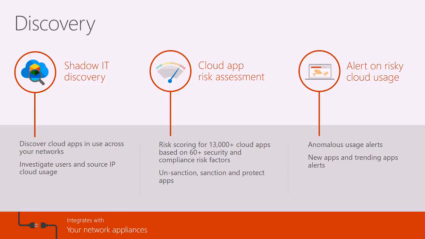You know, if I mentioned that Derek is one of my users in my environment, what if all of a sudden he starts to download 5 gig of data? That's an anomaly that's going on. He's downloading something he probably shouldn't be downloading. We see new apps and trending apps alerts. You know, if users all of a sudden start using some weird cloud application, we'll see some new alerts about that particular application. So it integrates with your networking appliances, okay?